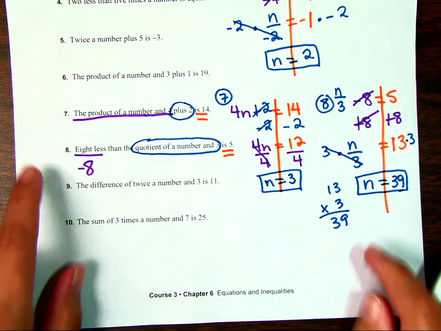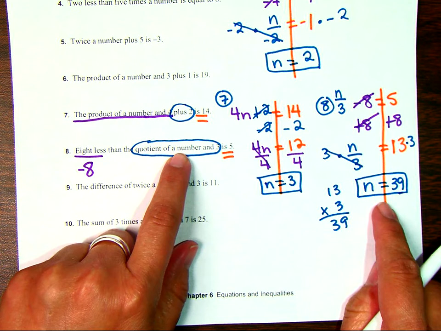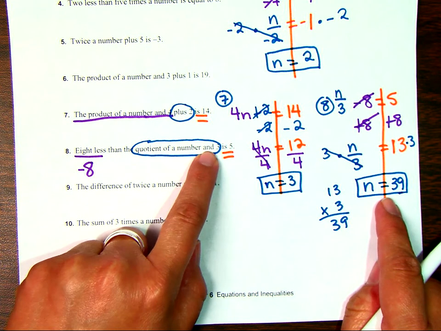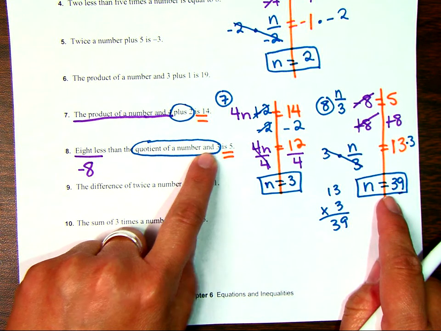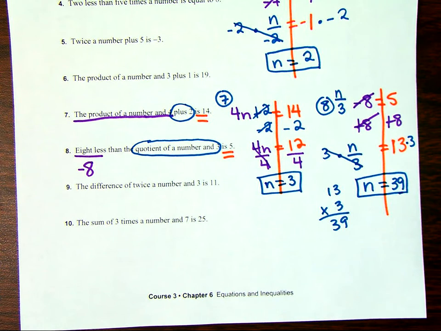8 less than the quotient of a number and 3. Well, that quotient of the number was 39 divided by 3, which would have gotten me 13. And 8 less than 13 is 5. So take your time on these. We don't want you rushing through. Okay? So let's try one more.